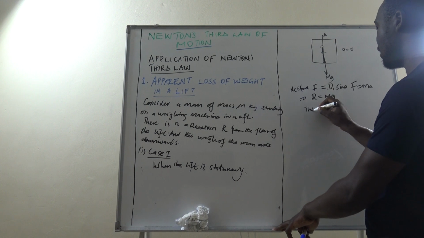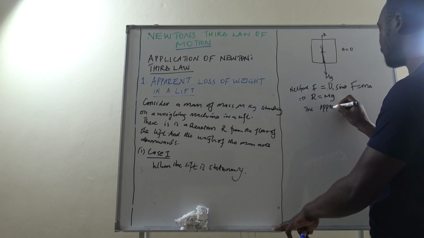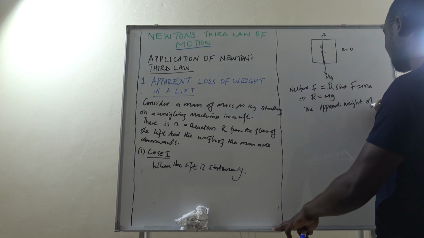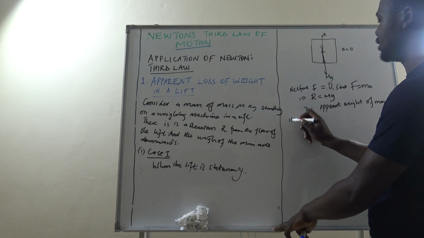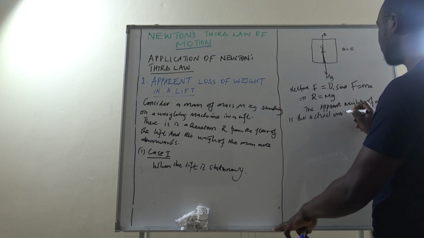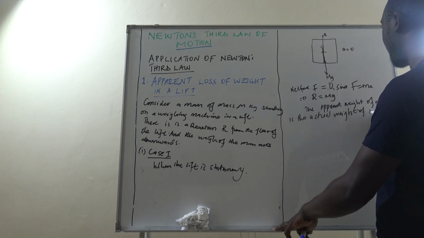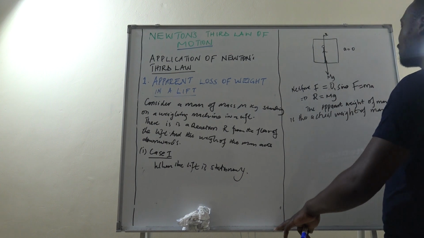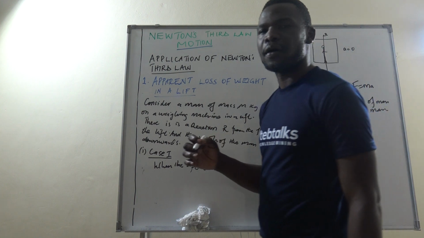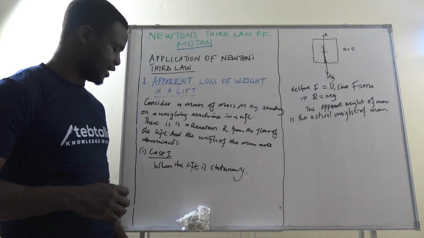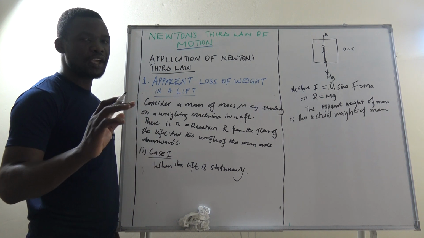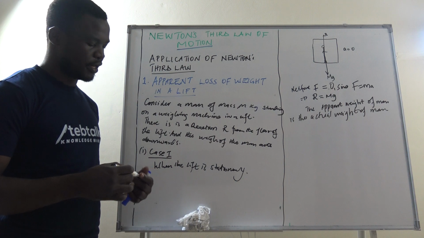Therefore here, the apparent weight of the man is the actual weight of the man. So in this case, when the lift is stationary, the weight of the man is the reading that we shall see from the weighing scale that he is stepping on in the lift.